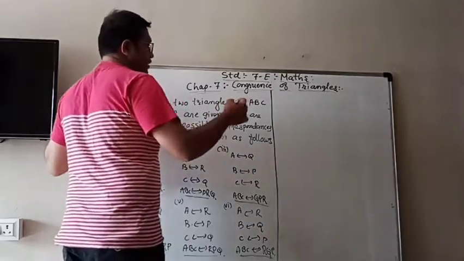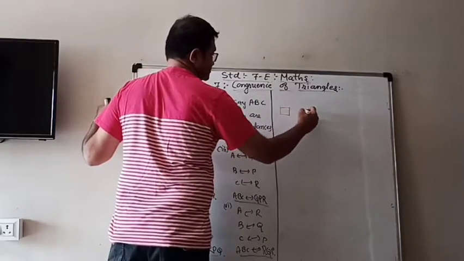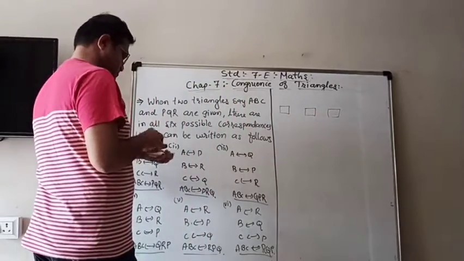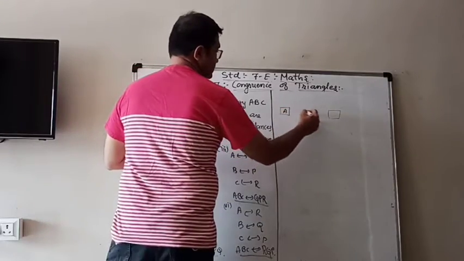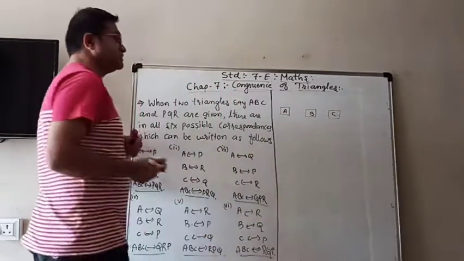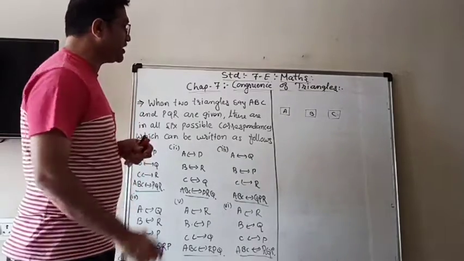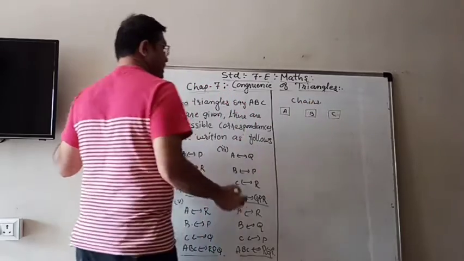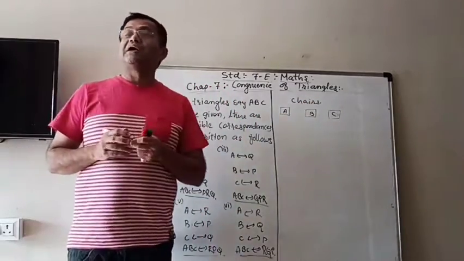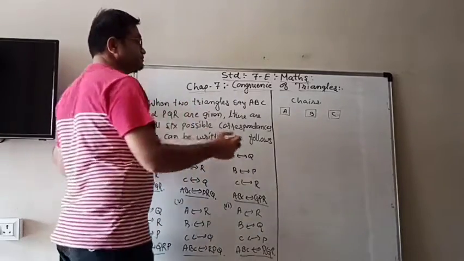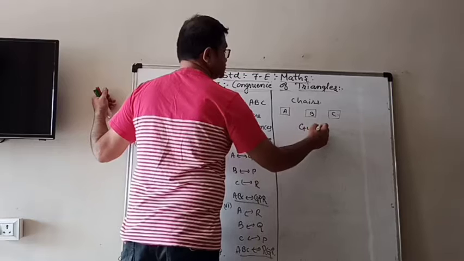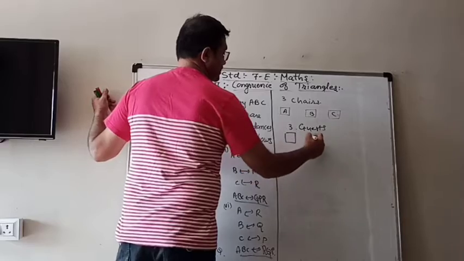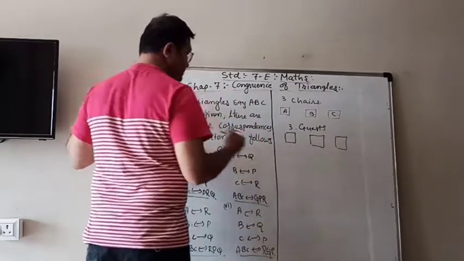Suppose in your house there are 3 chairs. We can write them as chair A, chair B, and chair C. There are 3 chairs. And suppose you have 3 guests at your home. 3 chairs, 3 guests. Say guests P, Q, and R.